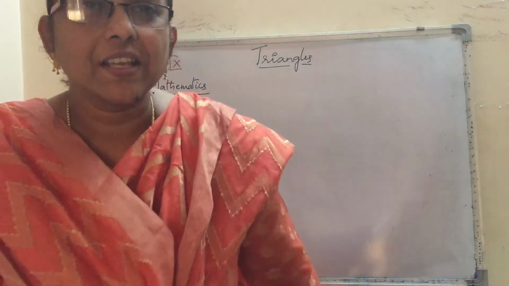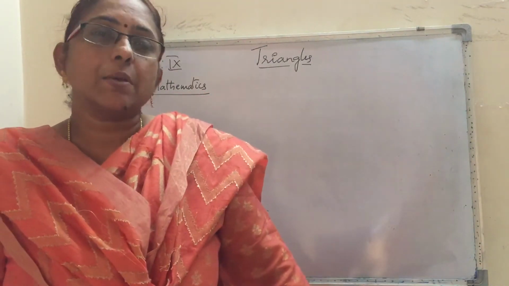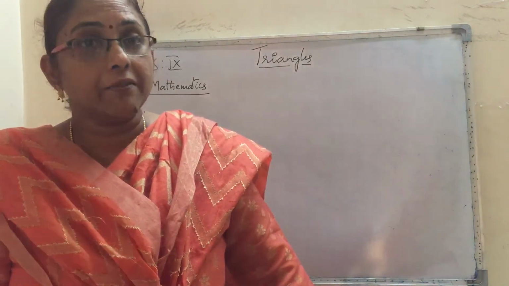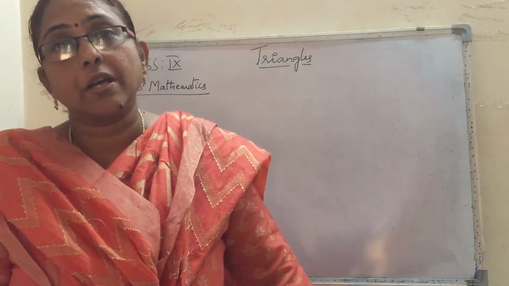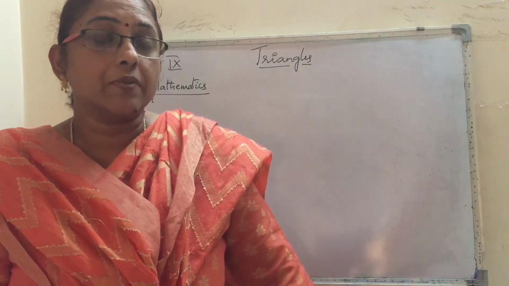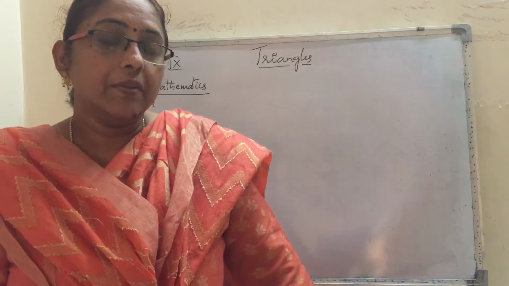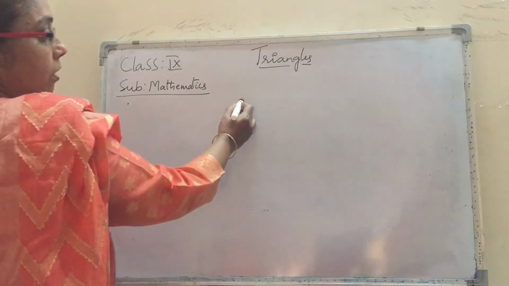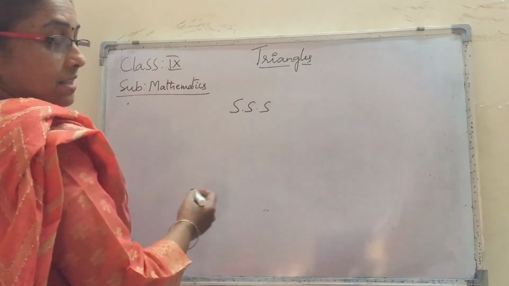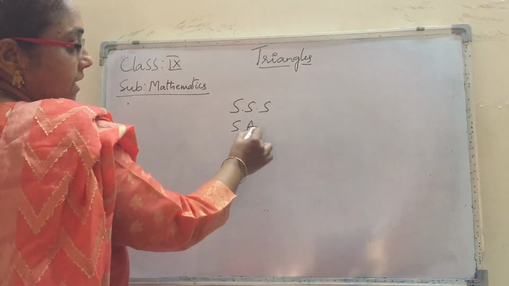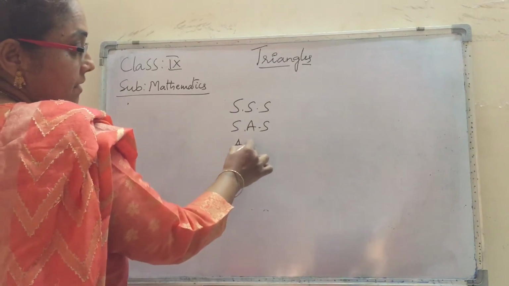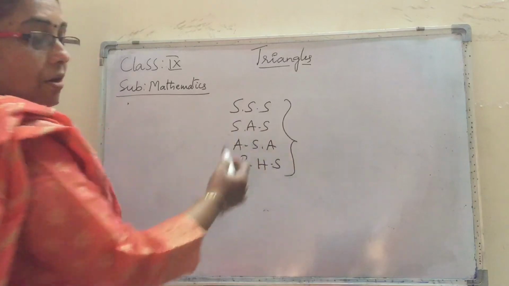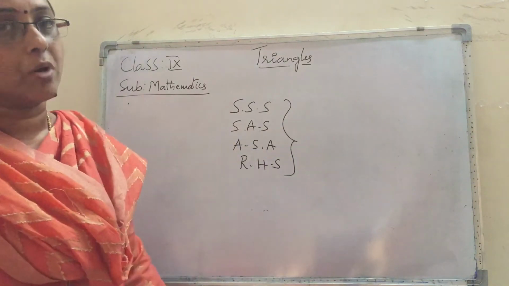Good morning students. In module 1 we discussed a triangle, properties of triangles, and congruent figures, when two figures are said to be congruent, and also when two triangles are congruent. How many congruency rules do we have? 4 congruency rules. Those are the SSS congruency rule, SAS congruency rule, ASA congruency rule and RHS congruency rule. So these are all the congruency rules we discussed in the first module.